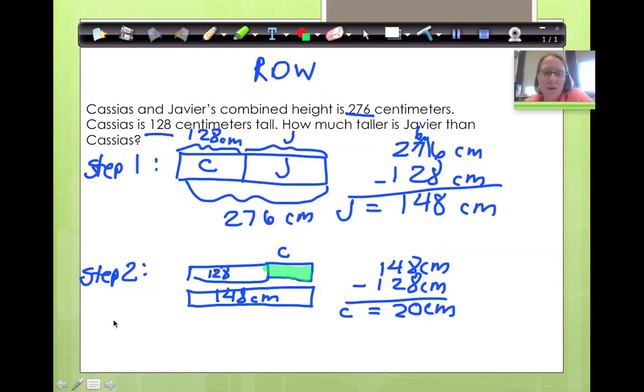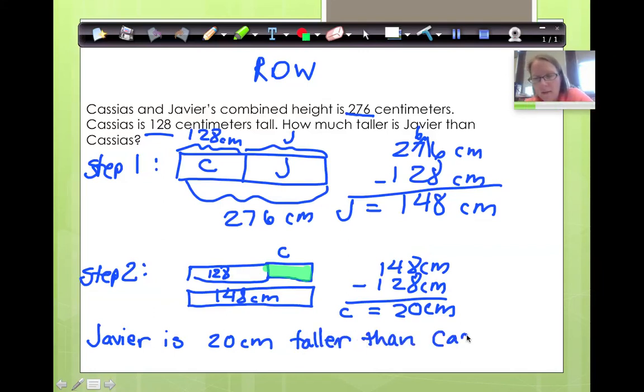So let's write that. Javier, spell his name correctly, is 20 centimeters taller than Cassius. Period. Now, when I go to check your notes, I do want to see a good complete sentence with capitals and periods. Okay, now you're going to be surprised to see that you're going to see these problems again. These exact problems. Good luck with your homework, and I will see you soon.